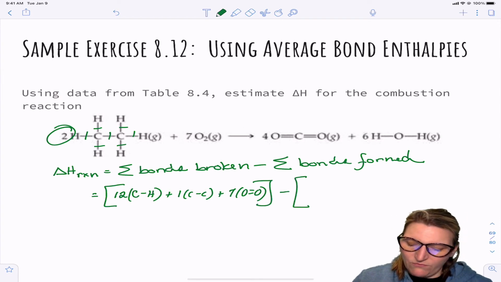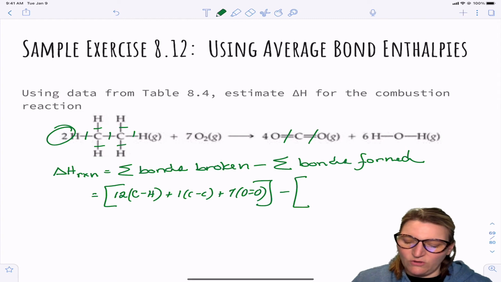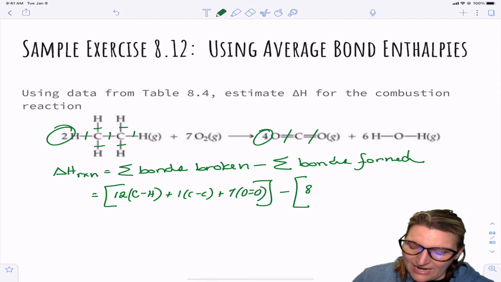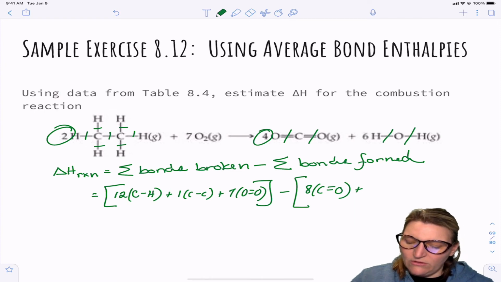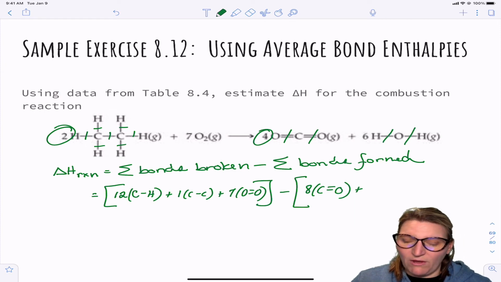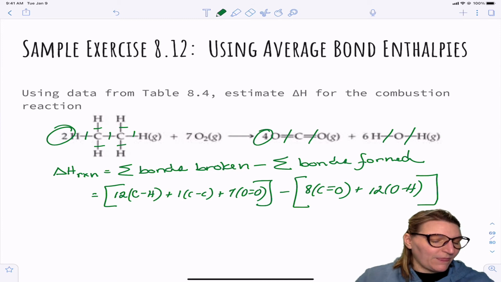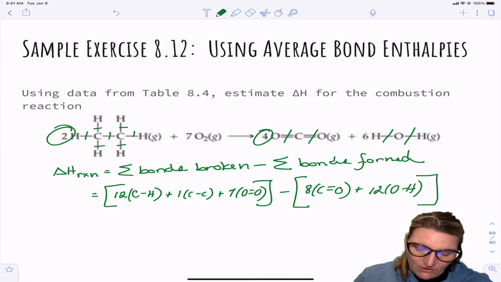And then the bonds formed, remember, it would be 2 carbon-oxygen double bonds times 4. So that's 8 carbon-oxygen double bonds and 2 oxygen-hydrogen single bonds in that molecule, but 2 times 6 is 12 oxygen-hydrogen single bonds. So now I just go to that table and start substituting the numbers in.